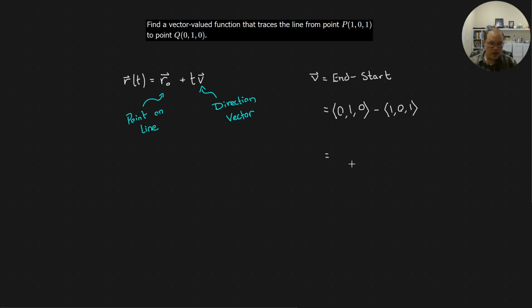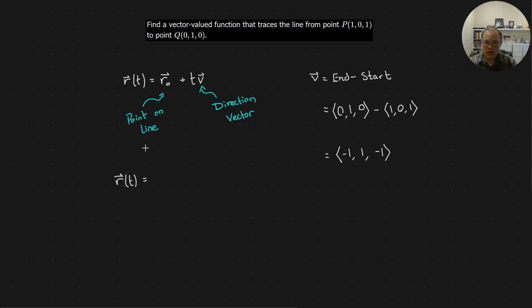And if I do the subtraction, I get negative 1, 1, negative 1. Okay, that direction vector is the vector that points from P to Q. That'll make sure my vector valued function is pointing in the correct direction.